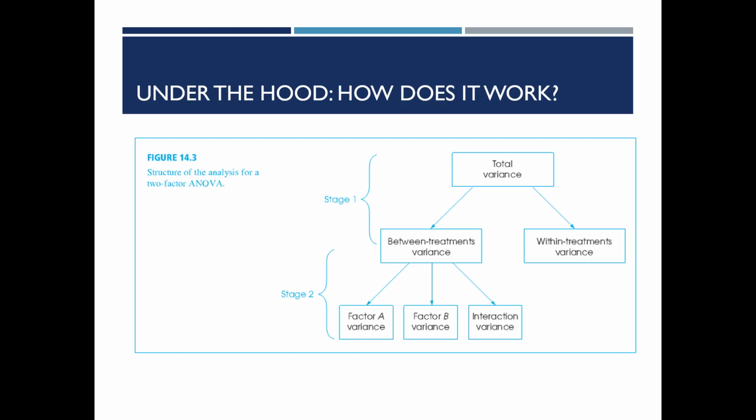Now, taking a look under the hood very quickly, this is a diagram of what the two-factor ANOVA is testing. The stage 1 up here is very similar to what's done in one-way ANOVA. You might remember that the total variance in ANOVA is broken down into between treatments or between group variance, and then the rest, within treatments variance, which sometimes is called error. Then in a two-factor ANOVA, there's stage 2, where the between treatments variance, or the variance accounted for by group differences, is now split up into factor A variance, factor B variance, and then the interaction, and so the effects that we just talked about.